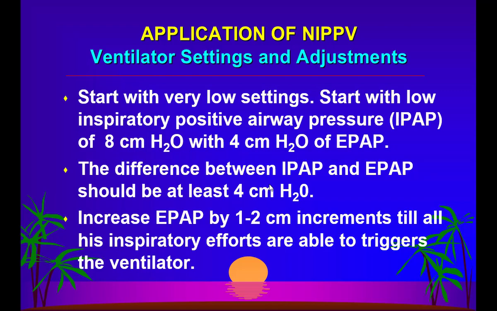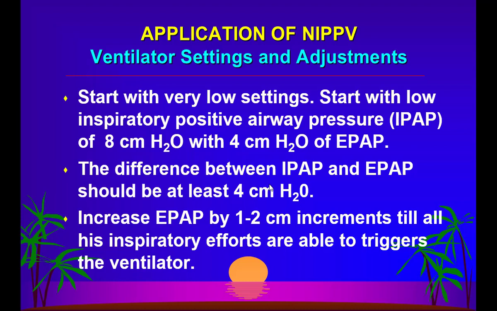So you start with a very low setting, right, you can't give them a 16 to 18 pressure or the patient is not going to tolerate that. Patient needs time. So you would start with a low pressure setting of 8 to 4. 8 is the IPAP, EPAP is 4. The gradient between IPAP and EPAP should not be less than 4. That is important. If it is less than 4, the patient will rebreathe and he will retain CO2. So that pressure gradient has to be maintained.